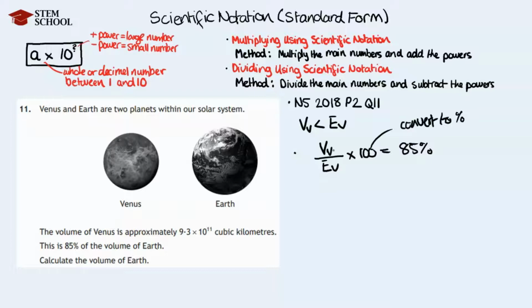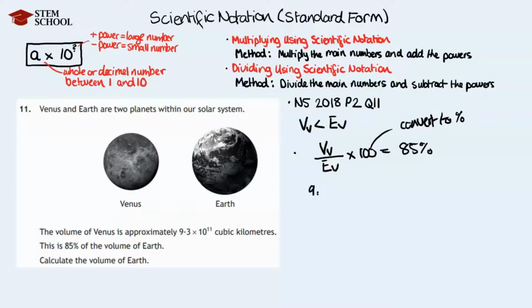And so what we have here in the numerator is the smaller volume, and in the denominator we've got the bigger volume, okay? That means when you times it by 100, you'll get something that's less than 100% because the volume of Venus is less than the Earth volume.